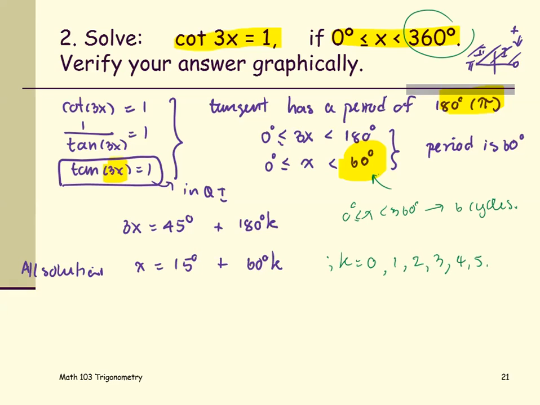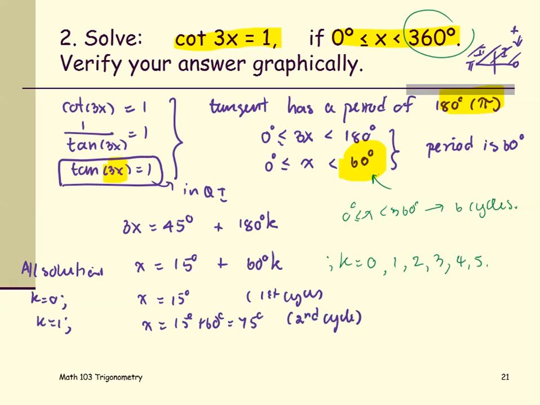So for k equals 0, which is the first cycle, x equals 15 degrees. I'm going to put a note here. This is the first cycle. And then for k equals 1, x equals 15 degrees plus 60 degrees. That turns out to be 75 degrees. So this is the answer in the second cycle. And k equals 2, we'll get x equals 15 degrees plus 60 degrees times 2. That gives us 135 degrees. That is the solution for the third cycle.